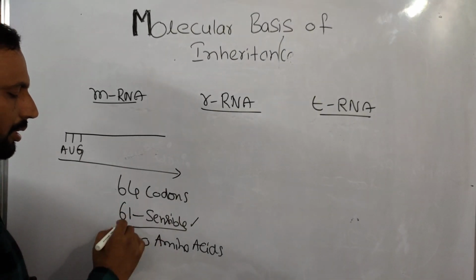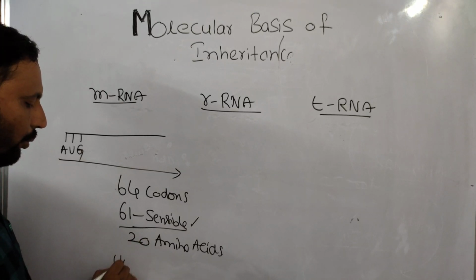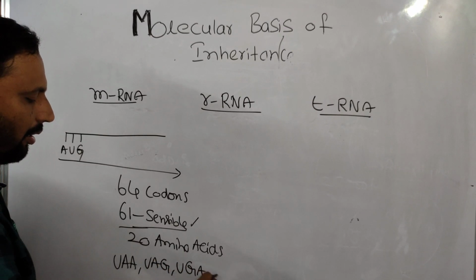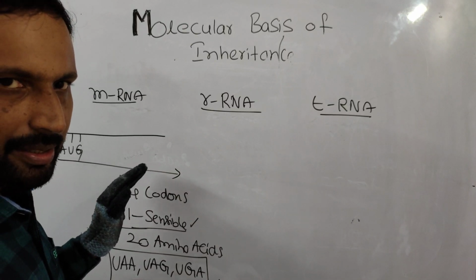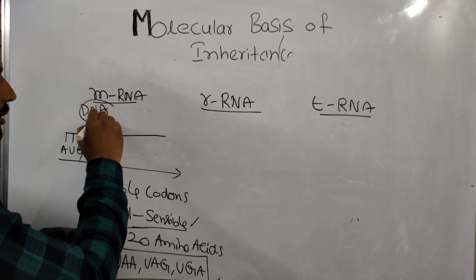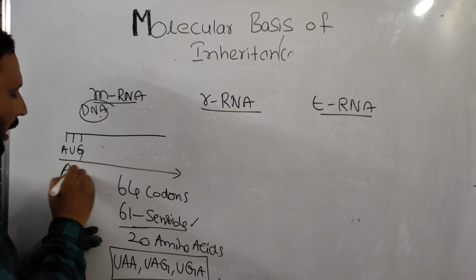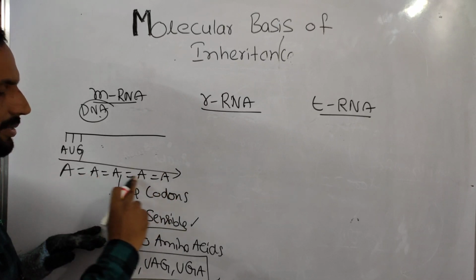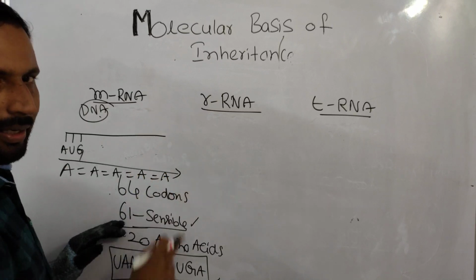What are the nonsense codons? When 61 are sensible, 3 are nonsense codons. What are they? UAA, UAG, and UGA are nonsense codons. So mRNA is involved in protein synthesis. So mRNA is formed from the DNA. DNA forms mRNA, and mRNA is involved in protein synthesis. So the amino acid sequence in the polypeptide chain depends on the codons present on mRNA.